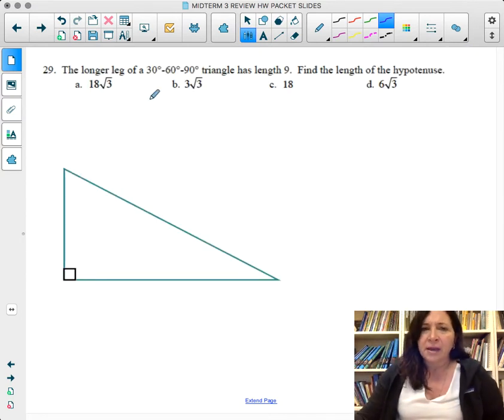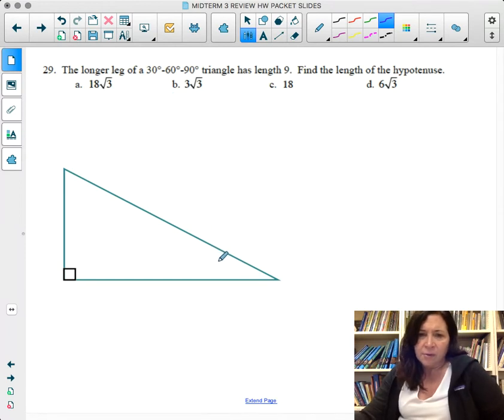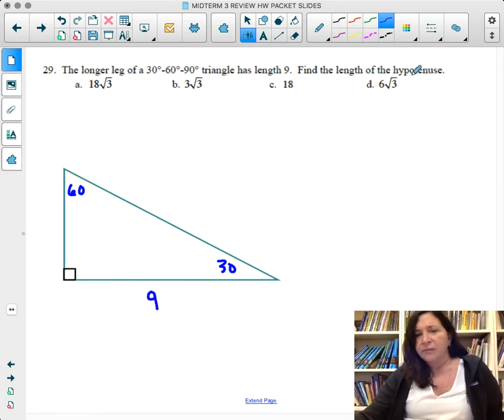The longer leg of a 30, 60, 90. So okay, we'll call this 30. We'll call this 60, and that 90. Has length 9. So the longer leg is opposite the bigger angle, not the hypotenuse, the leg. So this is 9. So your job is to find the length of the hypotenuse. So they want this value right here.